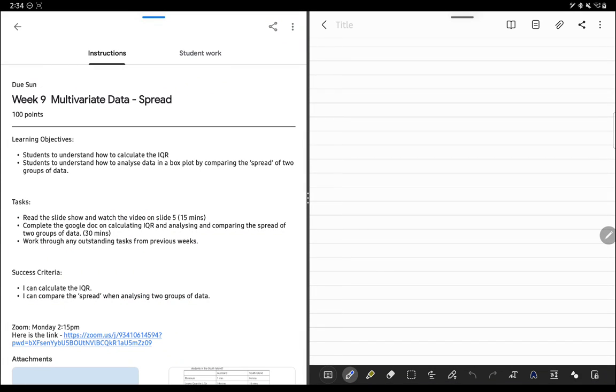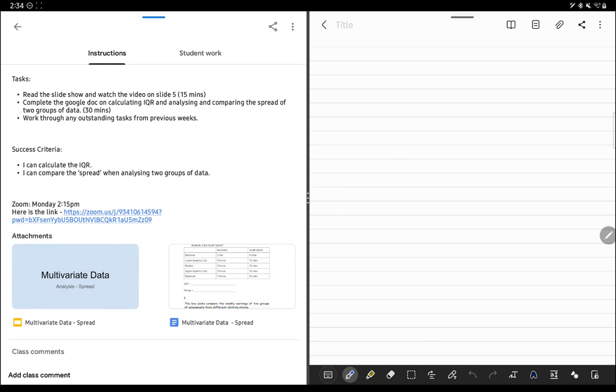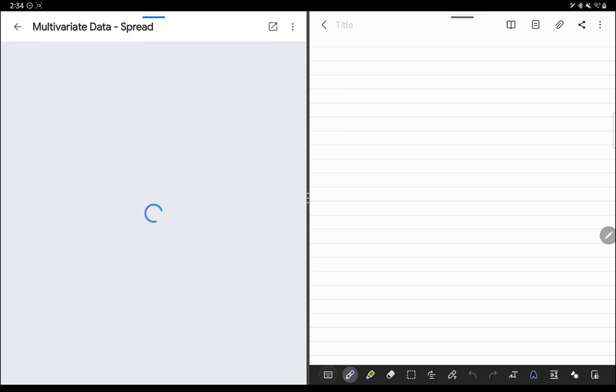So this is week 9, multivariate data. I'm just going to talk about what goes in here. Okay, so let's go through the slides first.